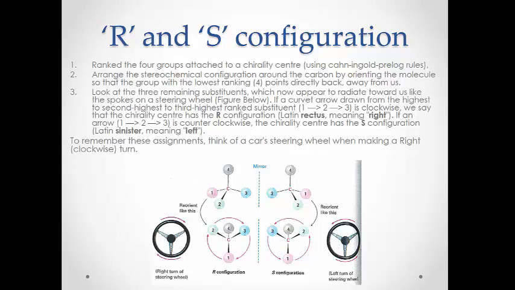And then you draw an arrow going from 1 to 2 to 3 back to 1, and you don't include 4. When you've got the 1 to 2 to 3, if it goes clockwise, it's an R conformation. So you're turning your car to the right if you're going in a clockwise steering wheel rotation. And for an S rotation, you've got an anti-clockwise, so you're turning to the left if you were steering a steering wheel. Okay.